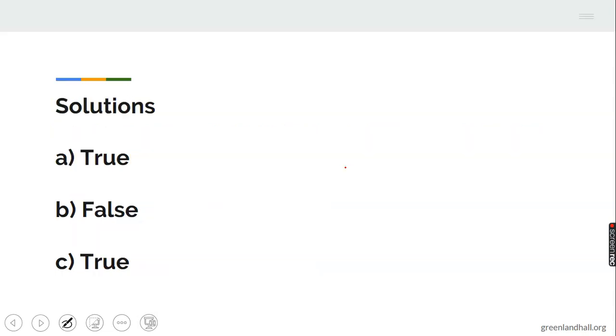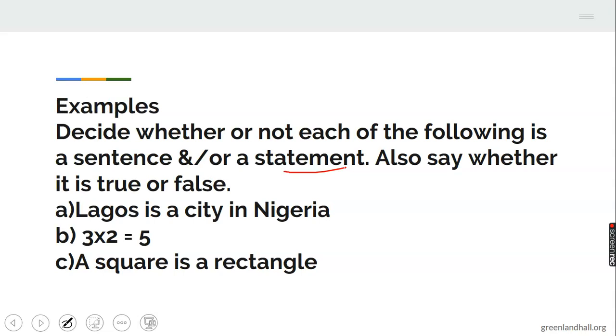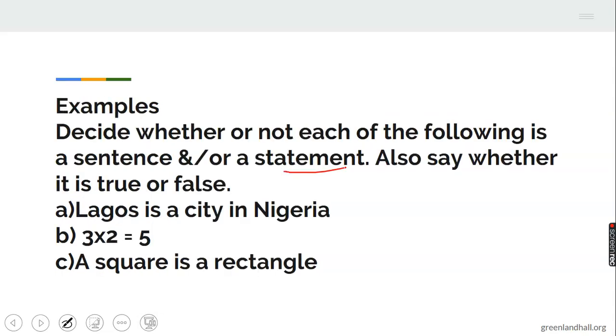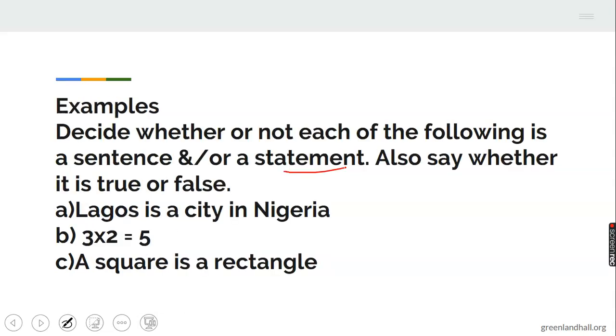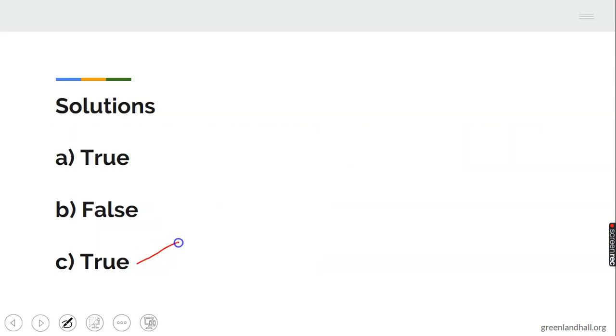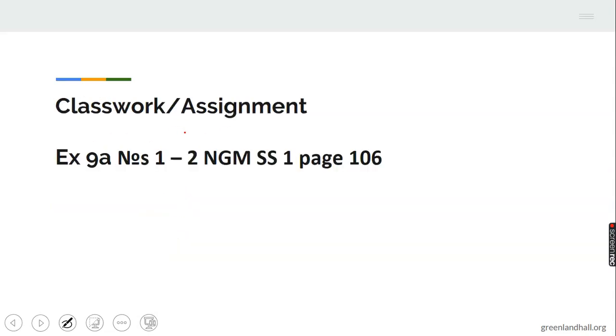The first one is true. That is, Lagos is a city in Nigeria. It's true. But the second one is false. 3 times 2 is not 5, so it's false. While the last one, a square, is also a rectangle. It's a special rectangle, so it's true. These are the answers. I move forward.